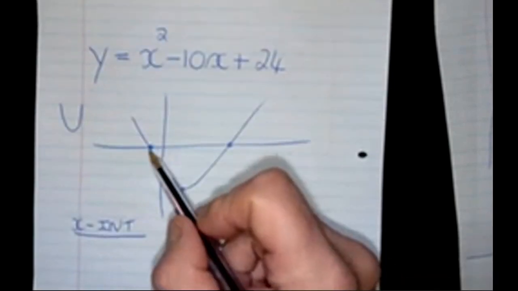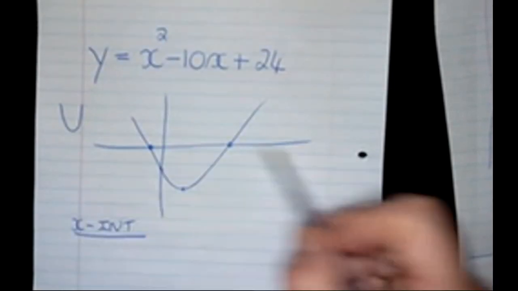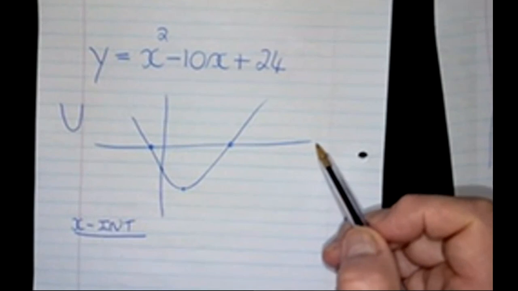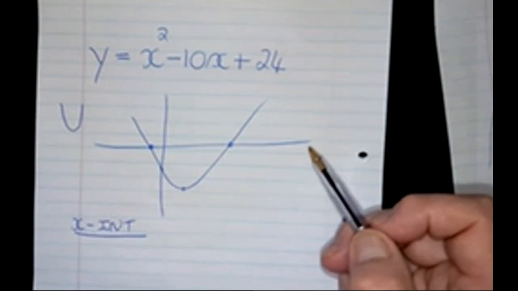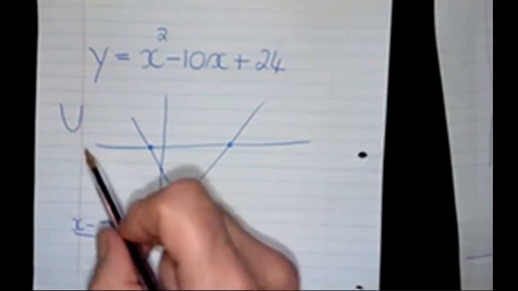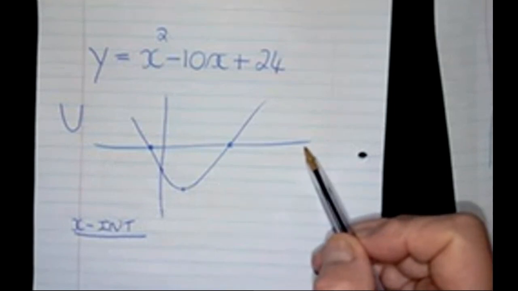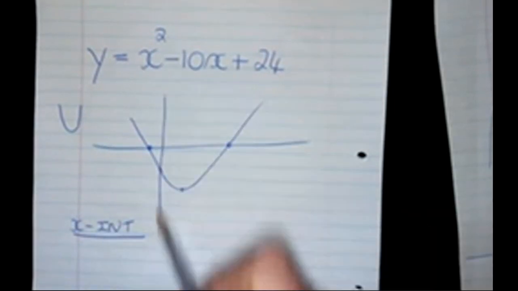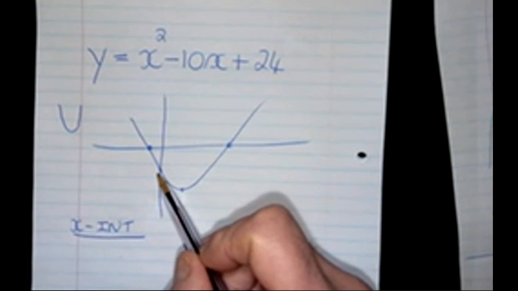Now, when you're writing your grade 12 finals, you won't have time for all this fancy stuff, but this is just for now. Now, the x-intercepts, we are talking about these points that are on this line. And hopefully you remember from grade 10, maybe even before that, that on the x line, y is 0. On the y line, x is 0.